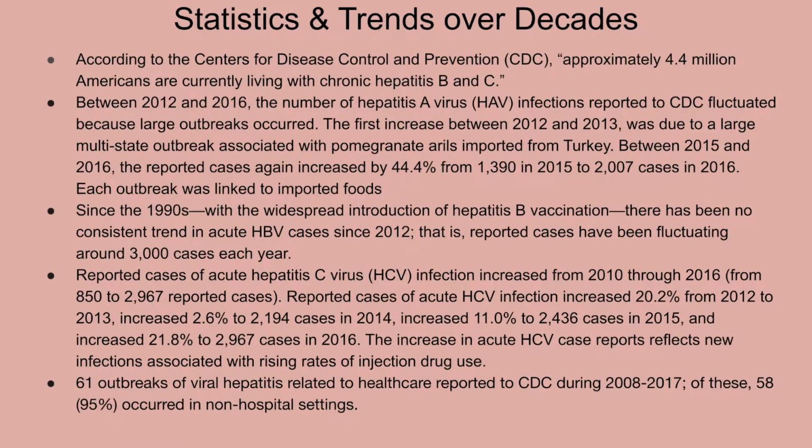Since the 1990s, with the widespread introduction of the hepatitis B vaccine, there has been no consistent trend in acute hepatitis B virus cases. Reported cases of acute hepatitis C virus increased from 2010 to 2016. It increased 20.2% from 2012 to 2013, 2.6% in 2014, 11% in 2015, and 21.8% in 2016. The increase is due to rising rates of injection drug use.